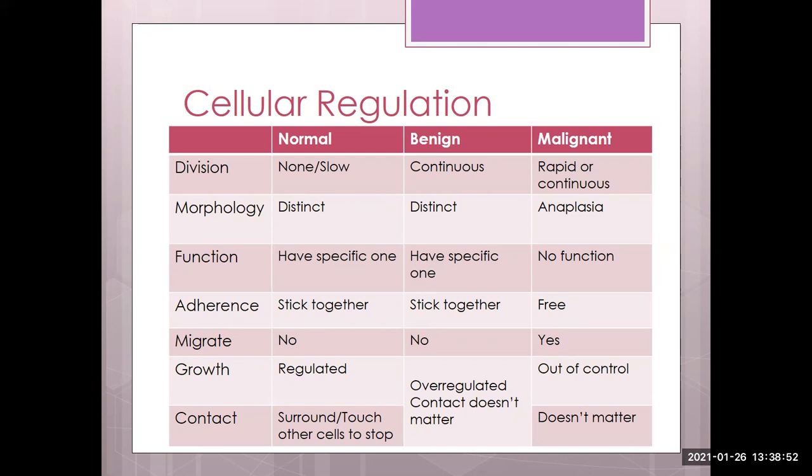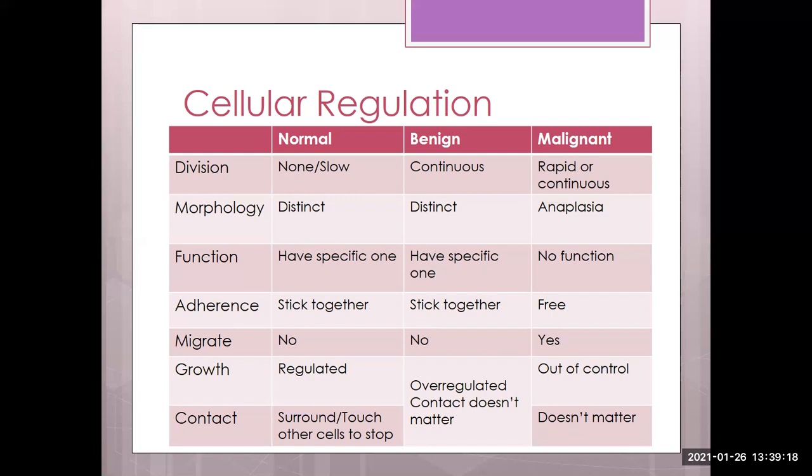The functions of the cells: normal cells have a function. Every cell that's in our body has a purpose. Benign cells have a purpose because they're very much like that normal cell. Malignant cells lose their purpose. When the DNA in the cell starts to change, then they lose their purpose and their function. So they're just continuously being made and they have no function.